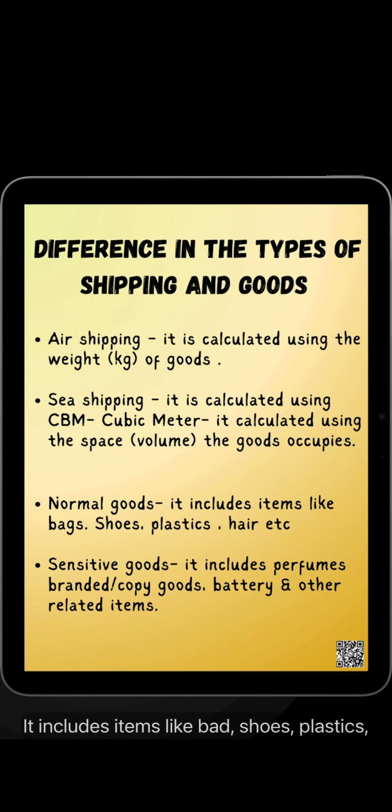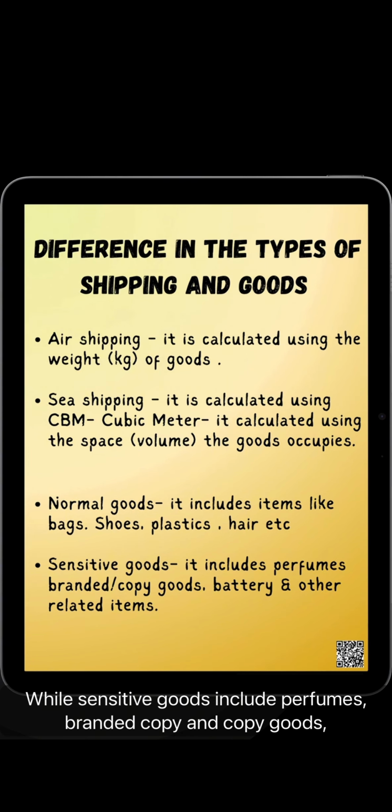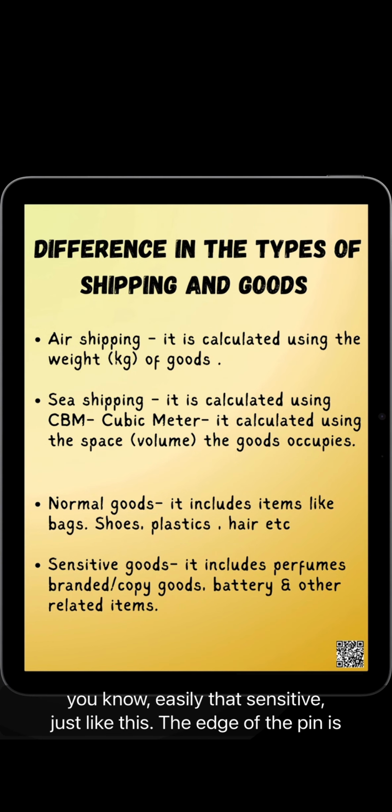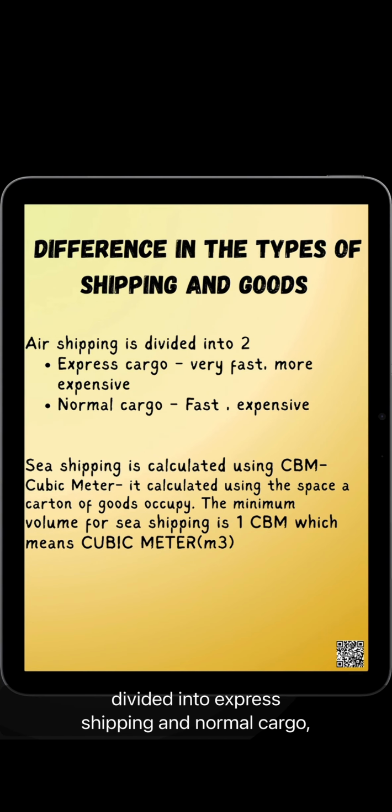Now, normal goods include items like bags, shoes, plastics, and other normal things, right? While sensitive goods include perfumes, branded copy goods, batteries, and other related items, things that are sensitive. Just like that, air shipping is divided into express shipping and normal cargo, right?